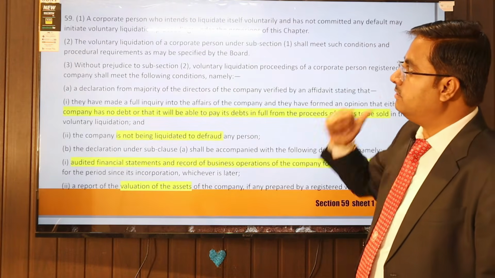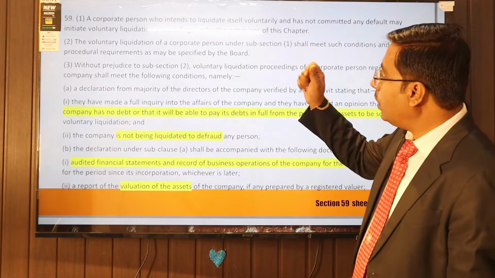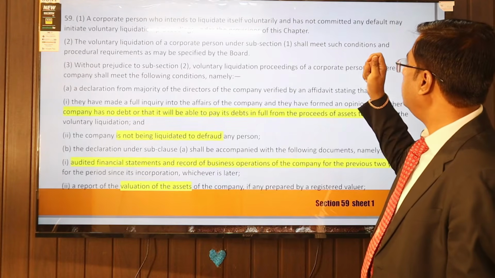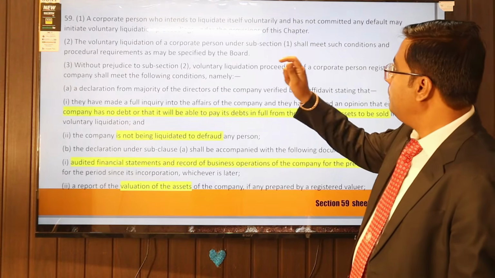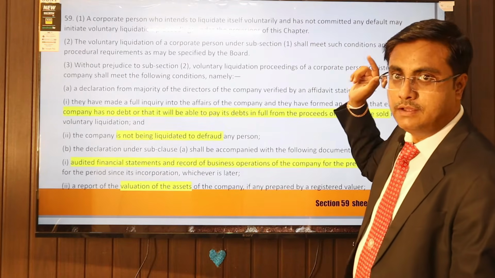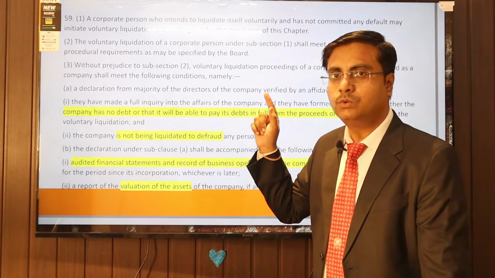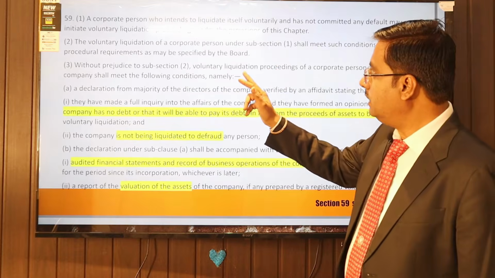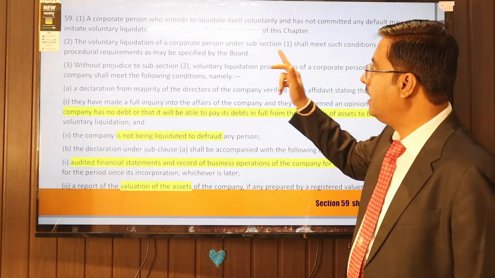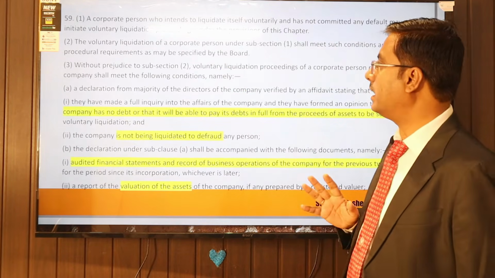So this is the relevant Section 59 of the IBC. A corporate person who intends to liquidate itself voluntarily and has not committed any default may initiate a voluntary liquidation proceeding under the provisions of this chapter. This section is from the Insolvency and Bankruptcy Code 2016. The voluntary liquidation of a corporate person under subsection 1 shall meet the conditions and procedural requirements as may be specified by the Board. That is IBBI.